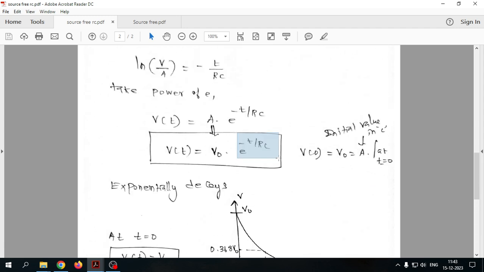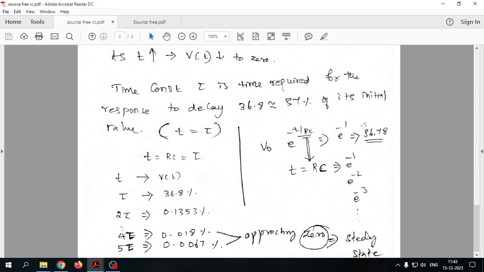So this is 36.78% of the original v0 value, which means initially if it is 100%, for example, one v0 is nothing but 100% v0 stored, but after 1, which means e power minus 1, the value is changed into 36.78%. And if you increase this t by RC ratio in terms of 2 tau, then what will happen? Then t is equal to 2 times tau.